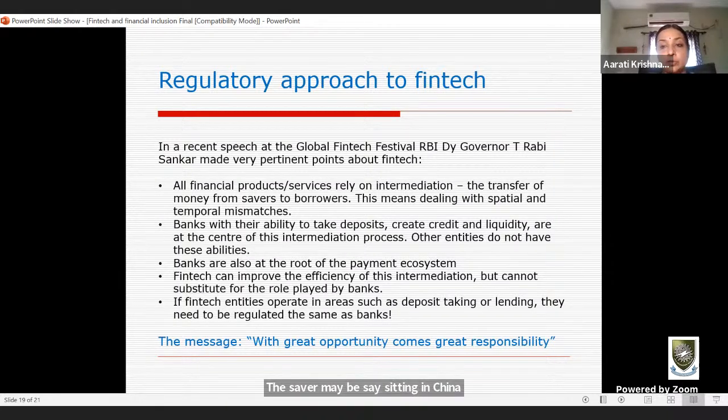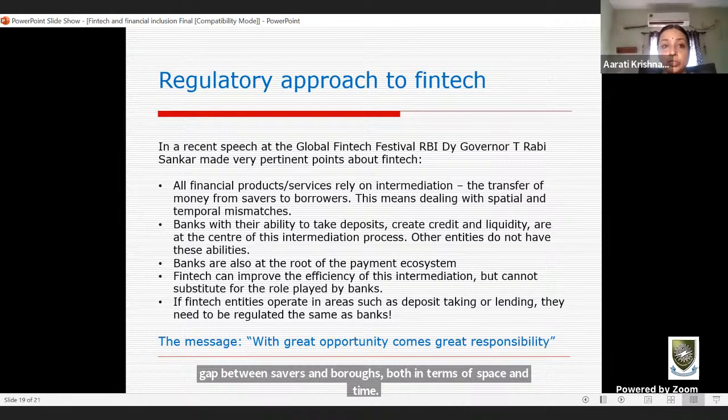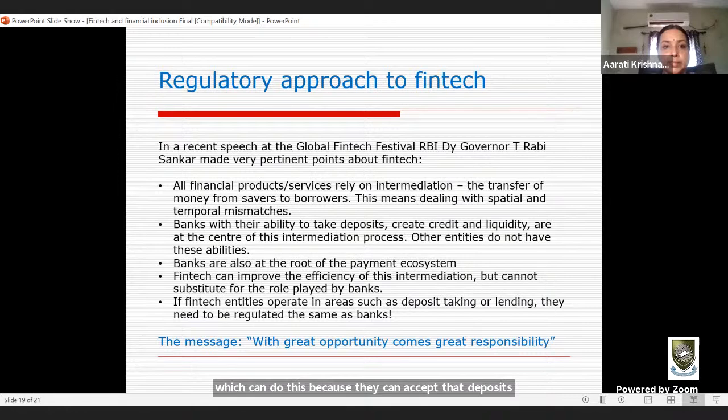So what do banks do? They close this gap between savers and borrowers, both in terms of space and time. Banks are the only entities in the financial system which can do this, because they can accept deposits, hold deposits, repay deposits, give loans, etc. So what RBI wants is that any fintech player should not be lending, borrowing, or facilitating any transaction on their own balance sheet. Any such transaction of lending, taking deposits, etc., should be done only through regulated entities, which are banks or regulated NBFCs.